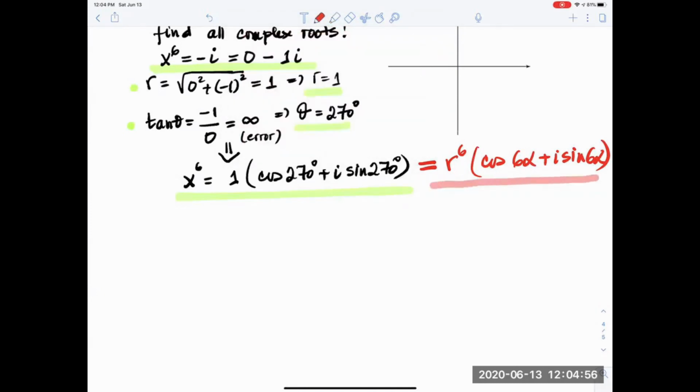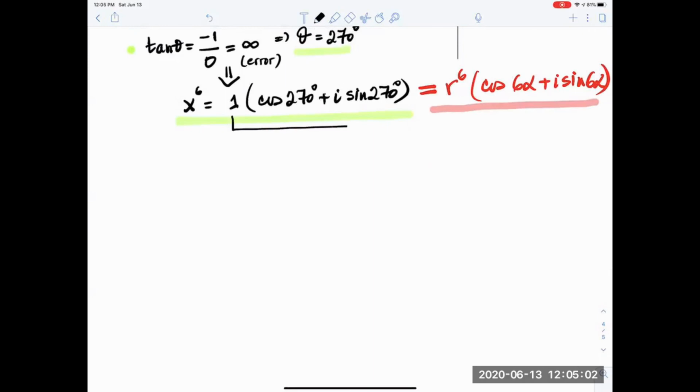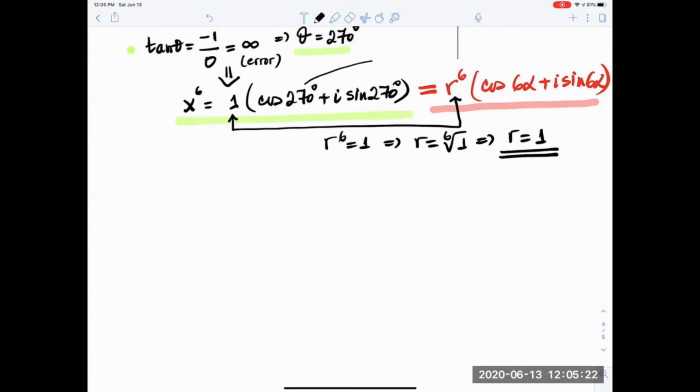What do we get out of that? Well, if you start to identify what's happening here, r to the 6 equals 1, meaning that r is the root of order 6 of 1, which still gives you r equals 1. So my new r is 1. And then you get that 270 plus 360k must be equal to 6 alpha. So 6 alpha is 270 plus going around the circle, plus 360k.